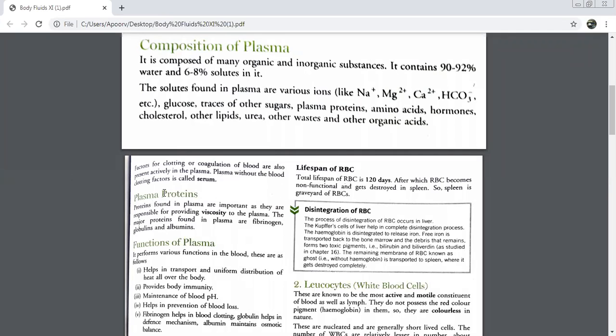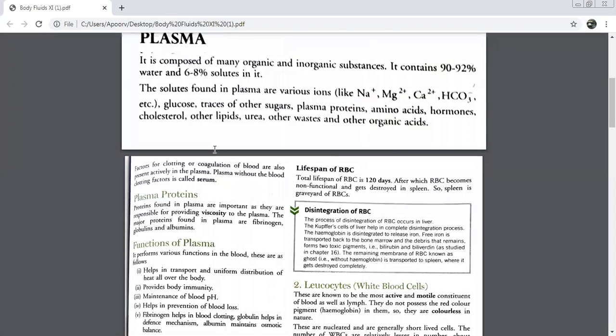So factors for clotting or coagulation of blood are also present in the plasma. Plasma without the blood clotting factors is called serum. So what is the difference between plasma and serum? Plasma contains the blood clotting factor, and if we remove it from plasma, we call it serum. If we have serum in an individual's body in place of plasma, will blood clotting ever take place? No, ma'am. Very good. Serum does not play a role in clotting at all. Please remember, it is the plasma which plays the role in clotting, not the serum.